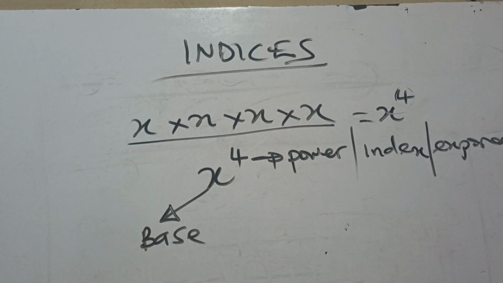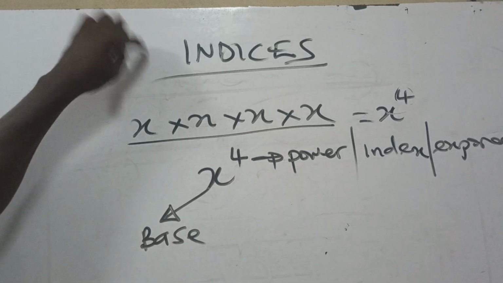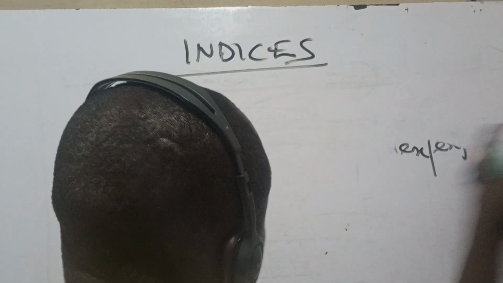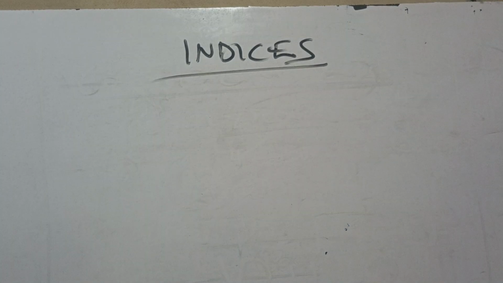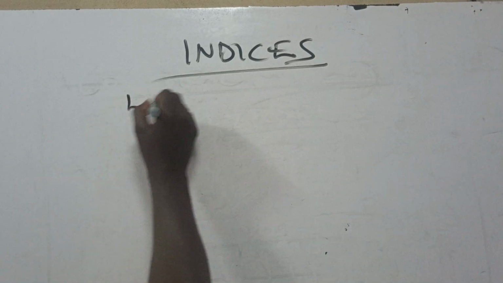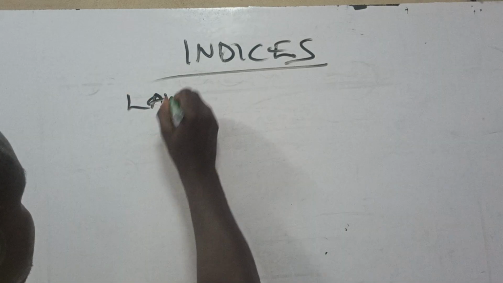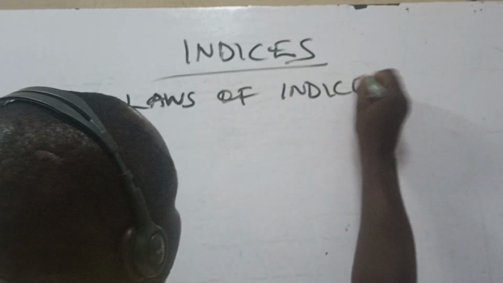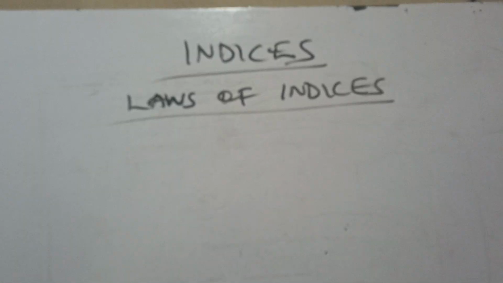So for us to be able to perform operations on indices successfully, there are some laws that we call laws or rules of indices. So for us to be able to perform operations on indices, we must take note of the laws of indices.